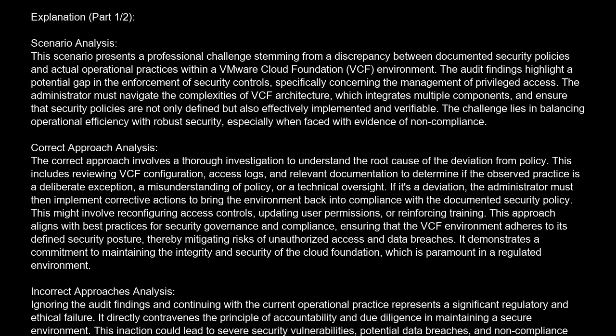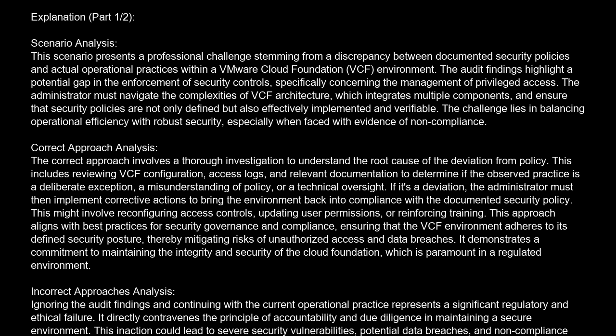Correct approach analysis. The correct approach involves a thorough investigation to understand the root cause of the deviation from policy. This includes reviewing VCF configuration, access logs, and relevant documentation to determine if the observed practice is a deliberate exception, a misunderstanding of policy, or a technical oversight.